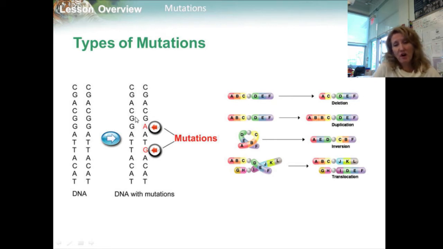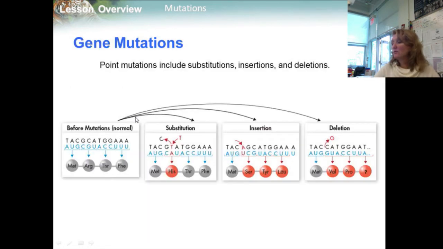All mutations fall into two basic categories. Those that produce changes in a single gene are known as gene mutations, and those that produce changes in whole chromosomes are known as chromosomal mutations. So, gene mutations first. Mutations that involve changes in one or a few nucleotides are known as point mutations because they occur at a single point in the DNA sequence.